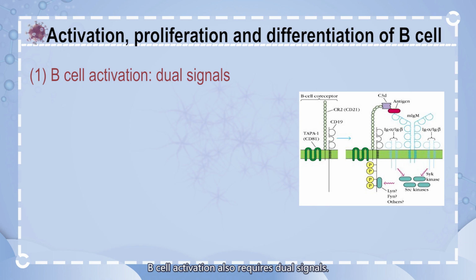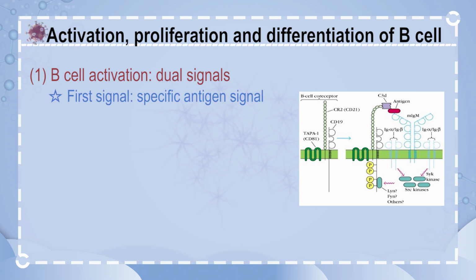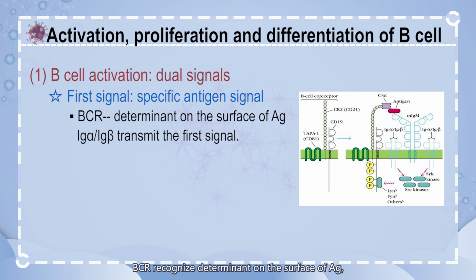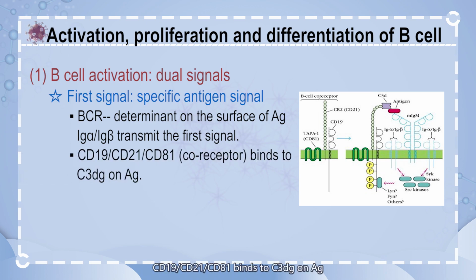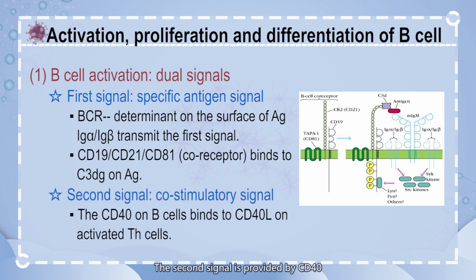B cell activation also requires dual signals. BCR recognizes determinants on the surface of antigen, and Igα and Igβ transmit the first signal. CD19, CD21, and CD81 bind to C3d on antigen and promote BCR to recognize antigen. The second signal is provided by CD40 on B cells, binding to CD40 ligand on activated Th cells.